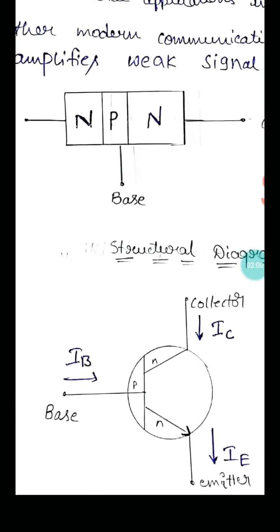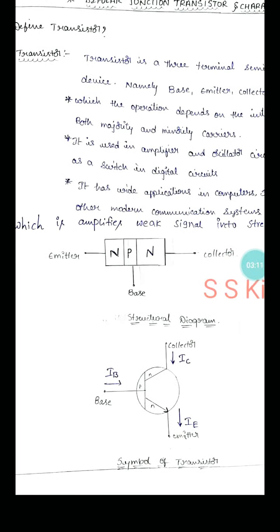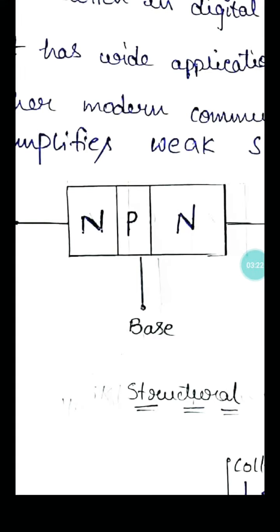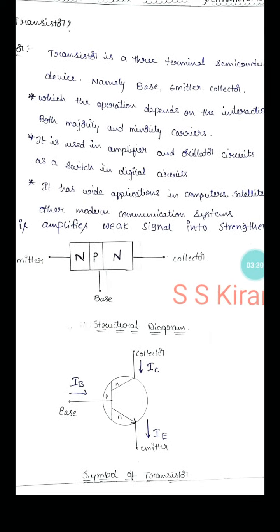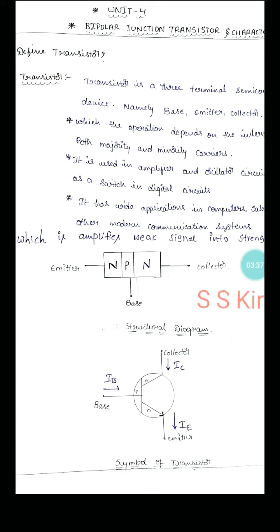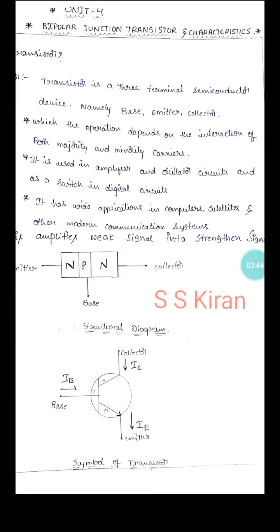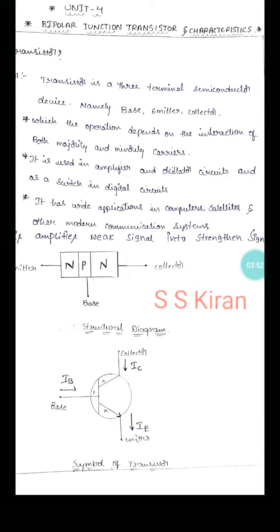You can also observe the constructional or structural diagram, with N, P, N regions. It is a 3-terminal semiconductor device whose operation, meaning the current conduction process, depends on the interaction of both majority and minority charge carriers. It is used in amplifier and oscillator circuits, and as a switch in digital circuits. Very important.